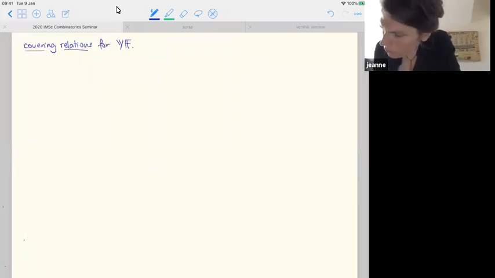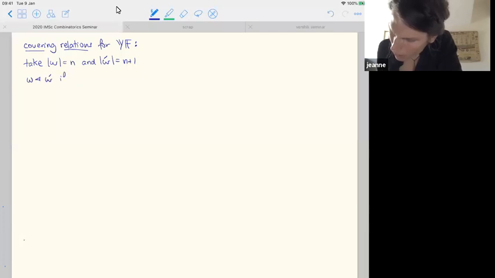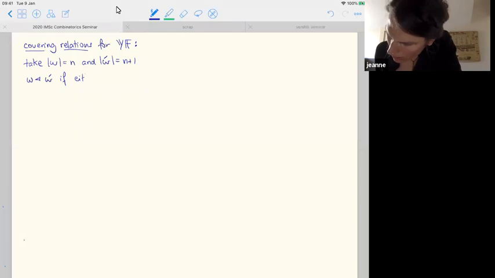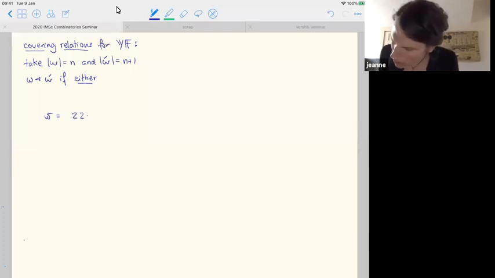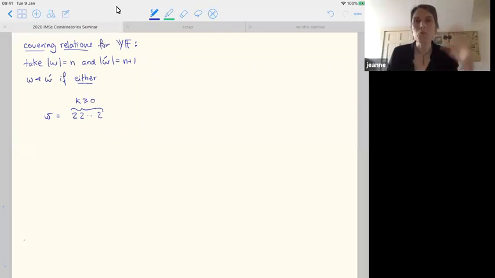So we'll take W, a Fibonacci word of size N, and W prime of size N plus one, and we'll say W will be covered by W prime if one of two things happens. So let's write this word W. As we read it from left to right, first we'll encounter some string of twos, say maybe K of them. K might of course be zero. So K larger than or equal to zero twos, as we go from left to right.